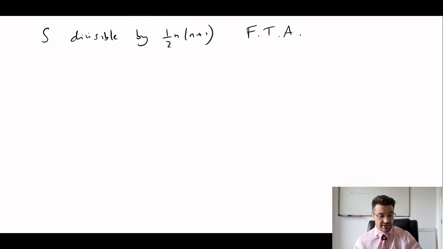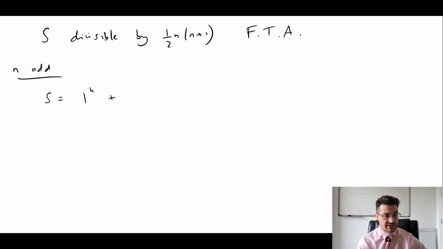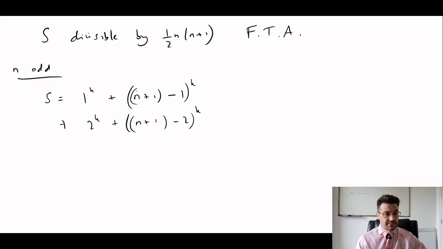But we can do a similar thing for when n is odd. Again, it's regrouping things in just the right way. So in this case, we get that S is equal to 1 to the power of k plus, and I'm going to write it again as, n plus 1 minus 1 to the power of k plus 2 to the power of k plus n plus 1 minus 2 to the power of k.